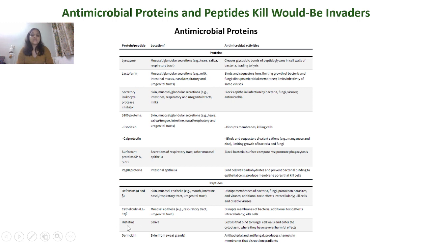There are histatins which are present in the saliva. They bind to fungal cell walls and enter the cytoplasm where they have several harmful effects. There are also peptides present in skin from the sweat gland, that is dermcidin. They are also antifungal and antibacterial, and they produce some channels in the membranes that disrupt the ion gradients. So these are the different types of antimicrobial proteins and peptides which are secreted from the different anatomical barriers of our skin and kill the pathogens which are trying to enter into our body.